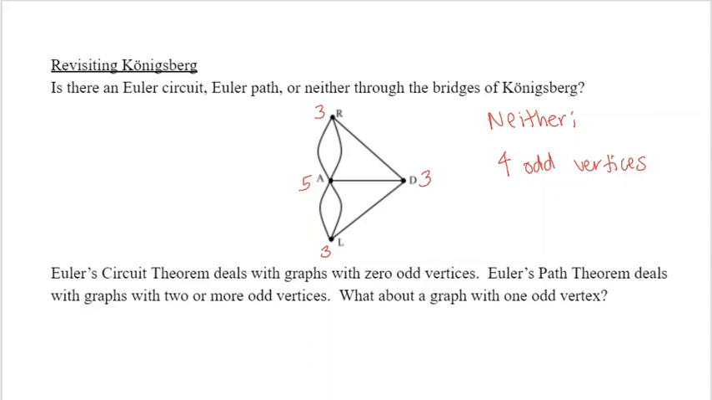So, Euler circuit theorem talks about graphs with no odd vertices. The Euler path theorem talks about graphs with 2 or more odd vertices. Well, what about a graph with 1 odd vertex? What happens then?